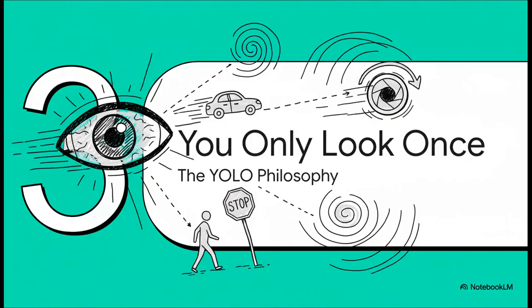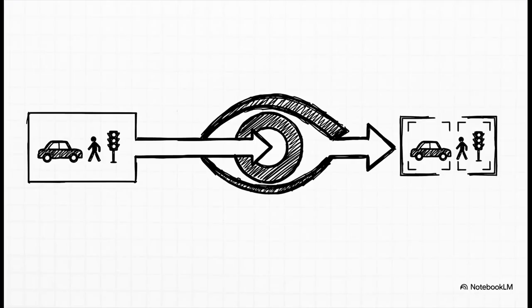And this brings us to the star of our show today, a revolutionary single-stage model with a fantastic name that tells you its entire philosophy. YOLO. It stands for You Only Look Once. Here's the absolute genius of it. Instead of treating object detection like this careful, step-by-step classification problem, YOLO reframed the entire thing. It treats it as one single problem to solve.